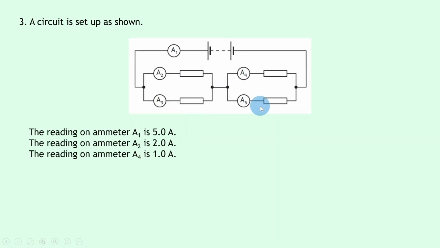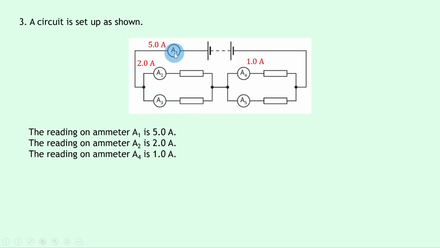Well, let's look back at the picture and let's label on what we know from the question here. So the reading on ammeter A1 is 5.0 amps, on A2 it was 2.0 amps, and on A4 was 1.0 amps. Now remember, current in a parallel circuit will split up through the branches. So we have 5 amps passing through the battery, which will go from the negative terminal here to the positive terminal of this battery here. But when the current reaches here, it's going to split up through the branches along here and then meet back up here and then split up again here and meet back up at this point.